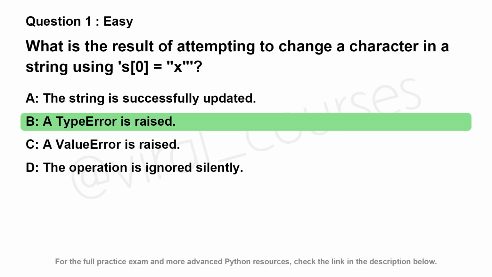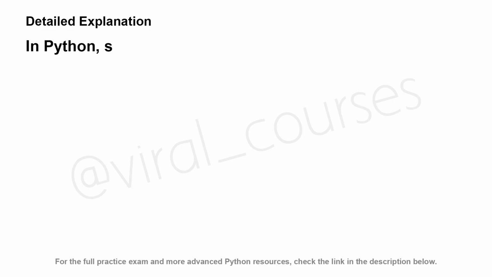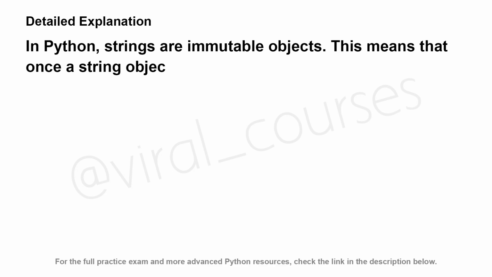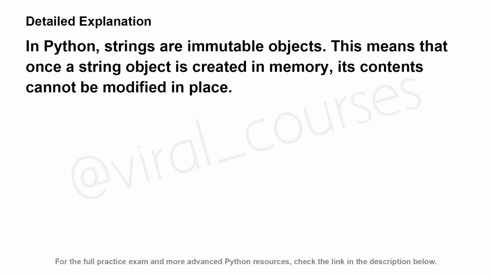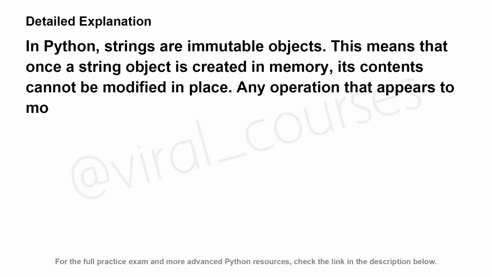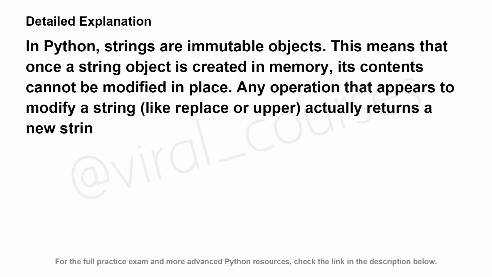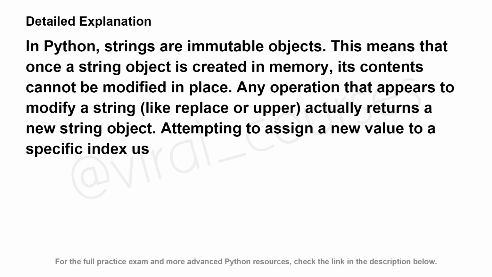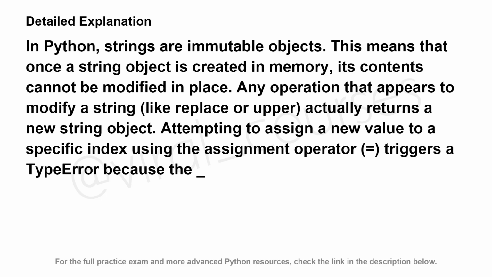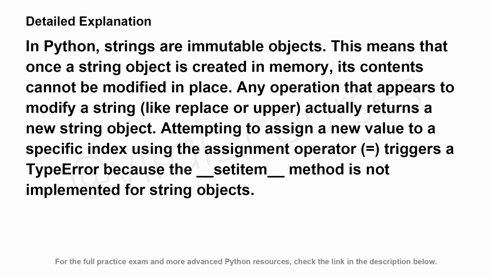The correct answer is B. In Python, strings are immutable objects. This means that once a string object is created in memory, its contents cannot be modified in place. Any operation that appears to modify a string, like replace or upper, actually returns a new string object. Attempting to assign a new value to a specific index using the assignment operator triggers a type error because the __setitem__ method is not implemented for string objects.